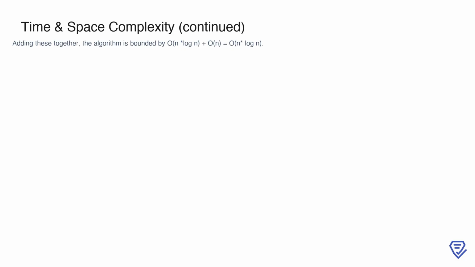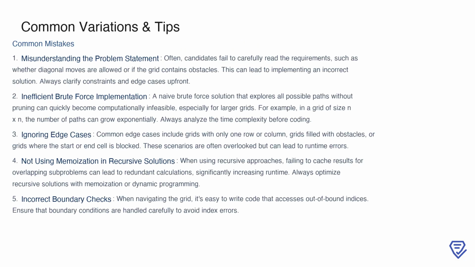By utilizing a heap and a greedy approach, the algorithm ensures that operations are performed as efficiently as possible while maintaining correctness. One of the most common pitfalls in solving this problem is misunderstanding the requirements. For instance, not paying close attention to whether diagonal moves are allowed or whether the grid contains obstacles can lead to designing a solution that doesn't meet the problem's constraints. It's crucial to clarify these details and think through edge cases before diving into the implementation.